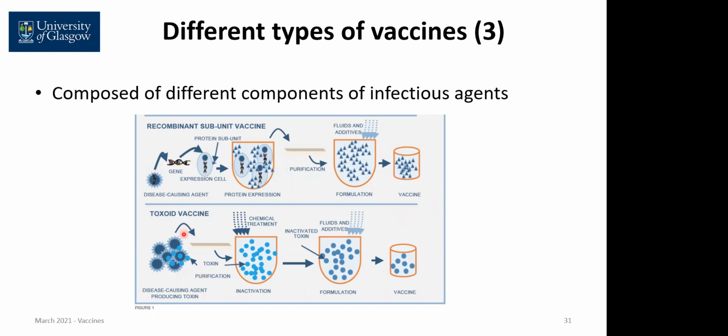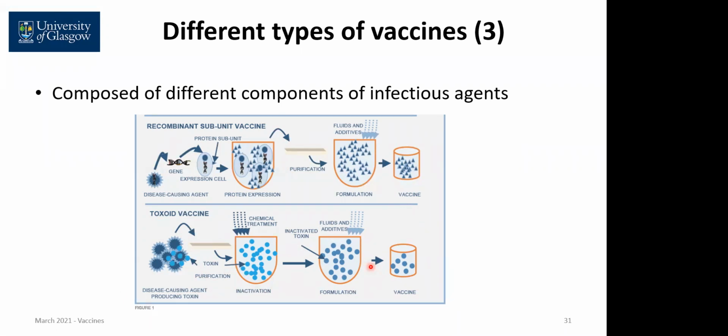The fourth type of vaccine would be toxoid vaccines. This is where scientists would purify a certain toxin that is produced by a disease-causing agent. This toxin would be inactivated via, let's say, chemical treatment. The inactivated toxin would then be formulated into the vaccine, which will then be delivered and administered. And a good example of toxoid vaccines would be tetanus or diphtheria.